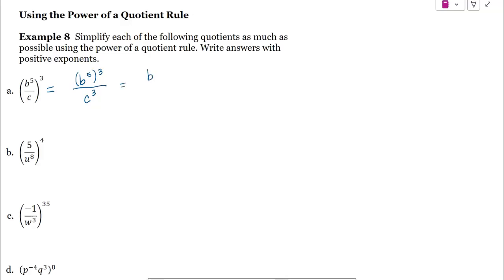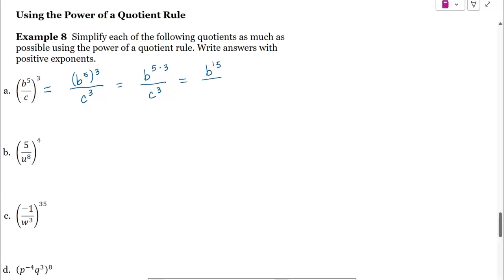In the numerator, I've got b to the 5 times 3, or b to the 15th power. And in the denominator, we've got c cubed. So this is our answer here.